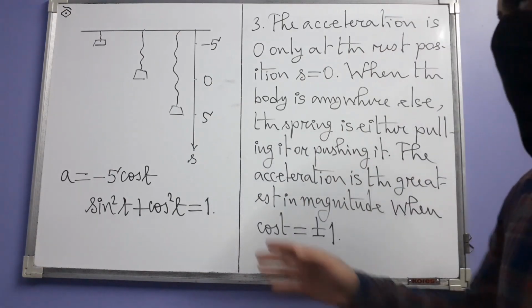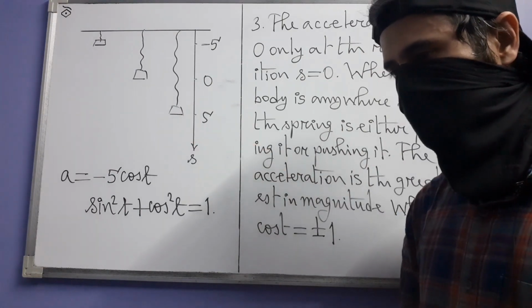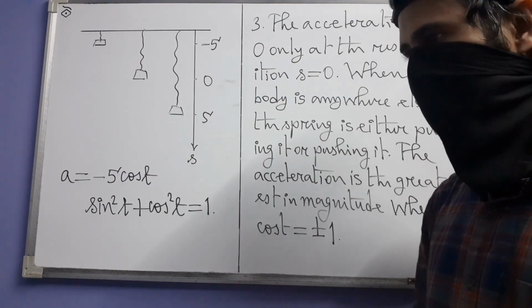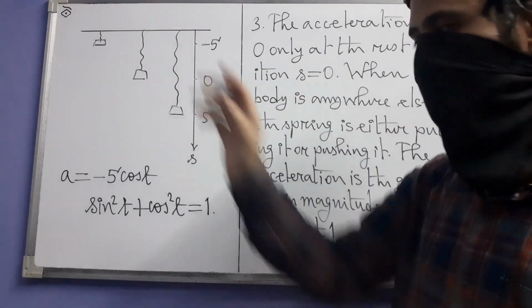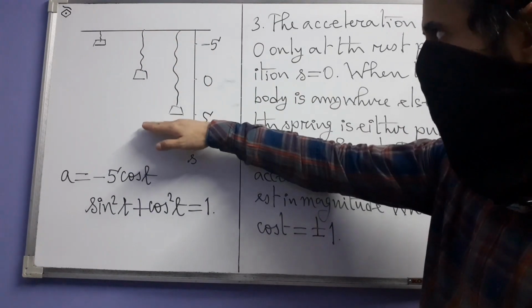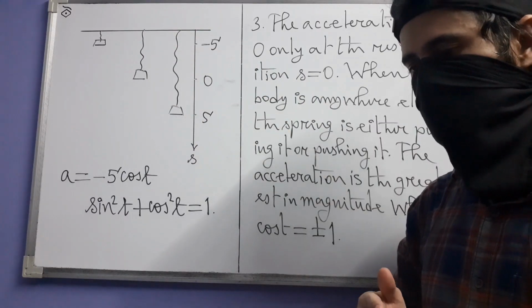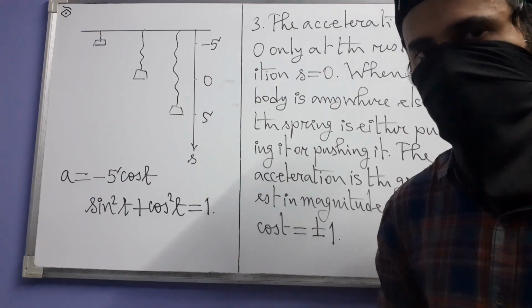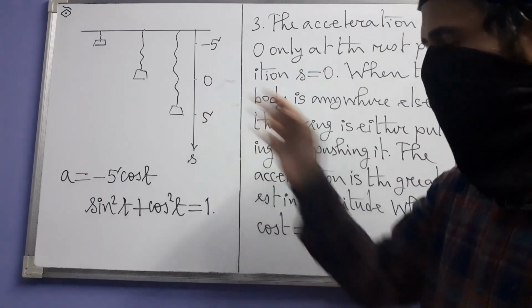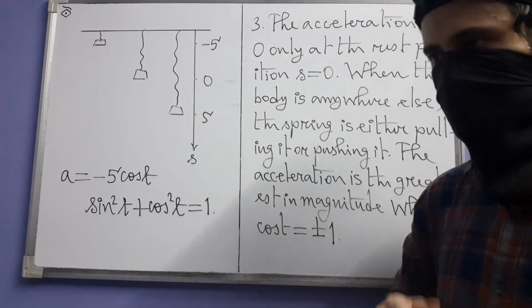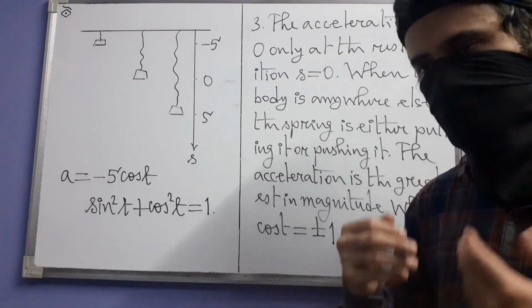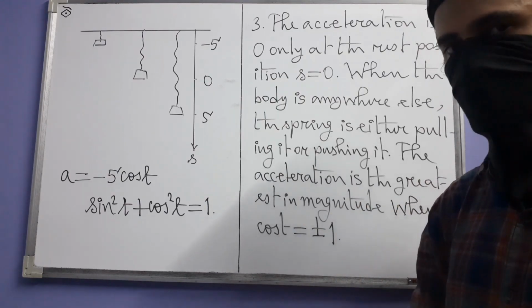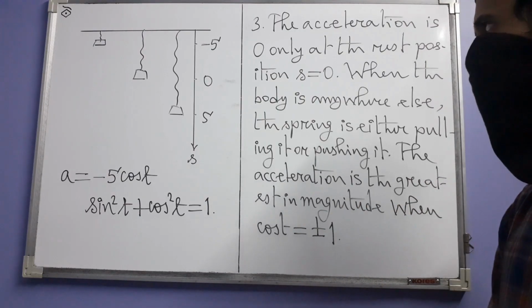So this means that as the body is going against the will of the spring to stay in that position, at these extremes that becomes maximum. So that is why the force applied on the body by the spring, whether it is pulling or pushing, is maximum. So acceleration is also maximum in magnitude.